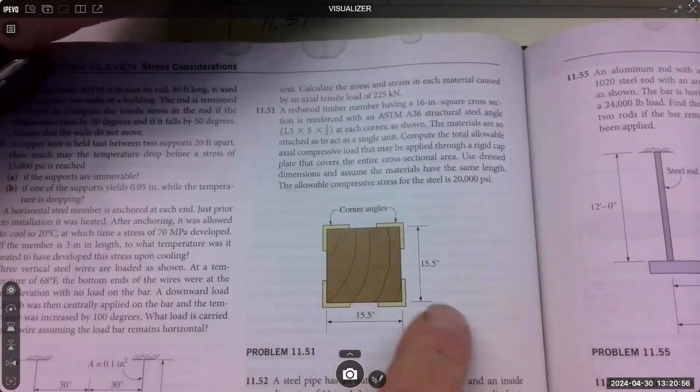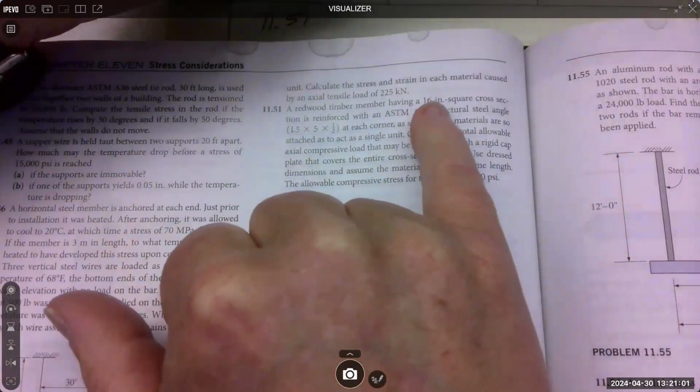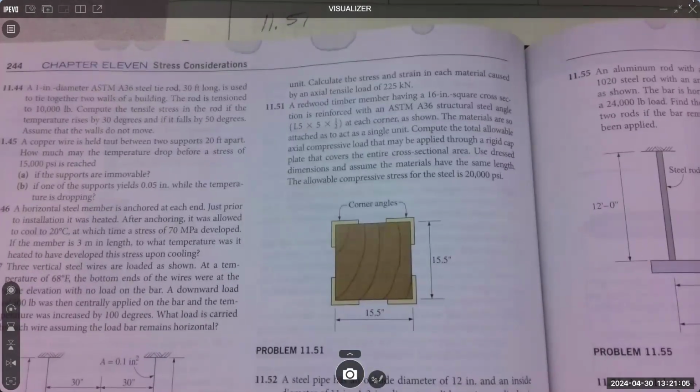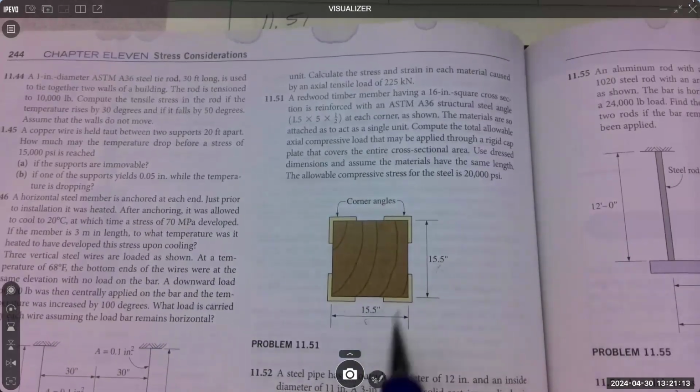Redwood member. I think it says at the end, use the dressed dimensions. So that's these, the dressed dimensions. But it's called out as a 16 by 16 square. So all numbers that way. You want a 2 by 4, it's not 2 by 4. You want a 6 by 6, it's not 6 by 6. The dressed dimensions are the reduced dimensions. So that's what we will use for the area of that.